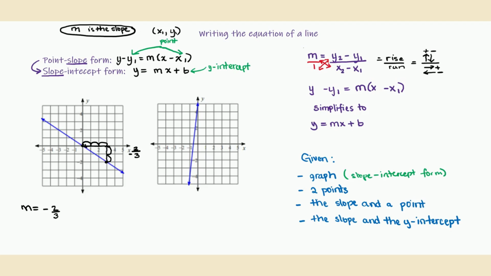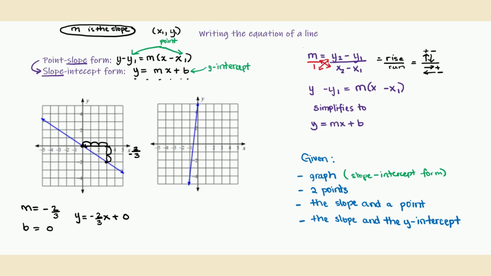Now we can see that the y-intercept, where the line crosses the y-axis, is 0, so b is equal to 0. Since we have the slope and the y-intercept, it would be better to use the slope-intercept form for this example. So this would be y equals m, which is negative 2 over 3, x plus b, which is 0. So again, we're using this form.